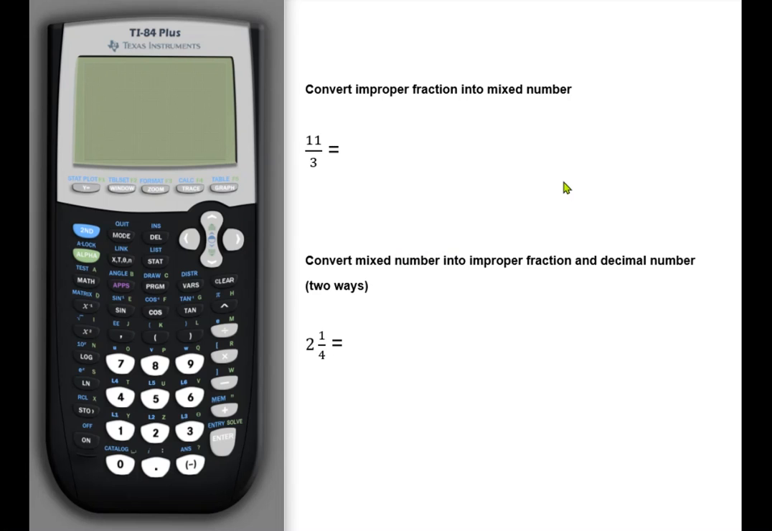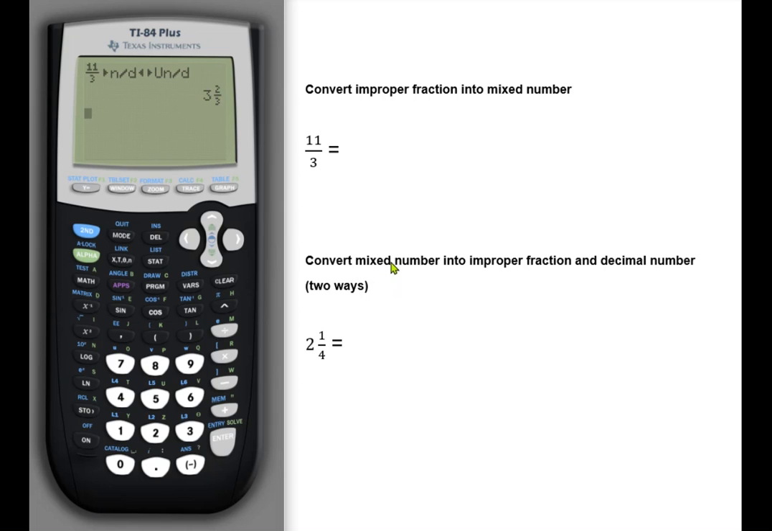How do we convert improper fraction into mixed number? Let's say we have 11 over 3 and we want to convert into mixed number. So hit alpha and y equals, pick number 1 so we can enter our fraction. We have 11 over 3, and then again alpha y equals, and then pick number 3 so we can convert improper fraction into mixed number. Hit enter once, twice, and here is your result. 3 wholes and 2 thirds.